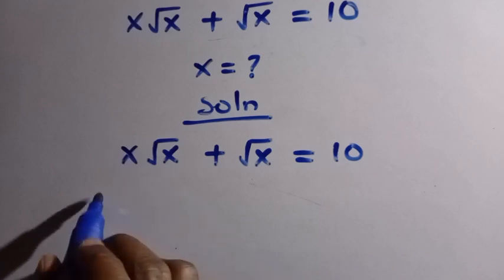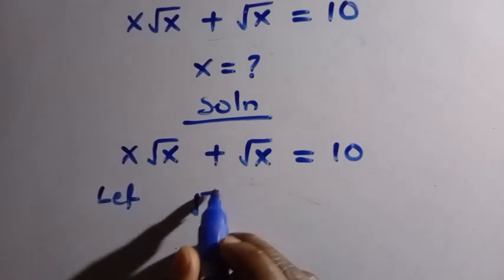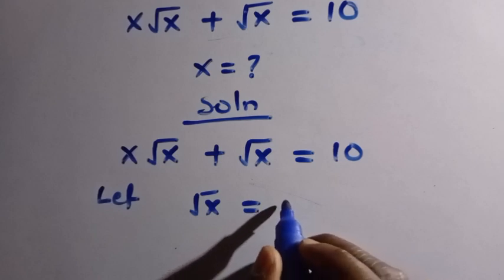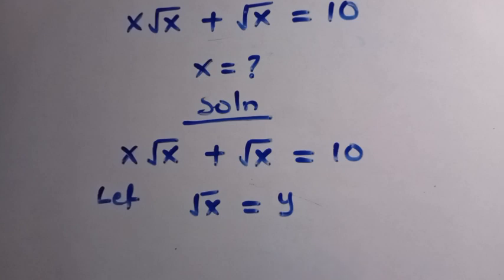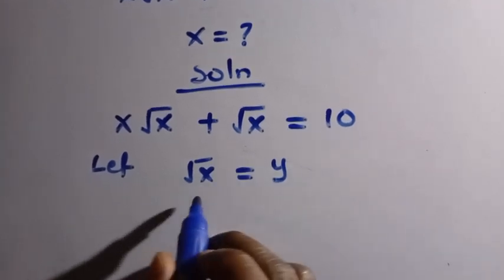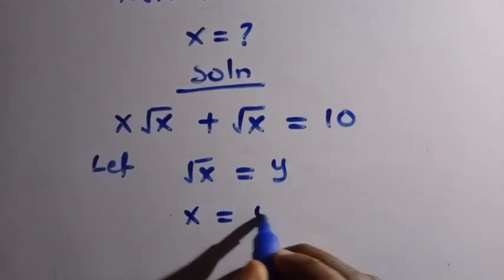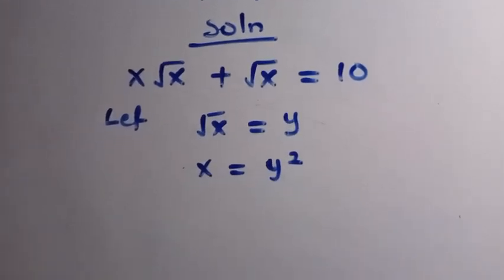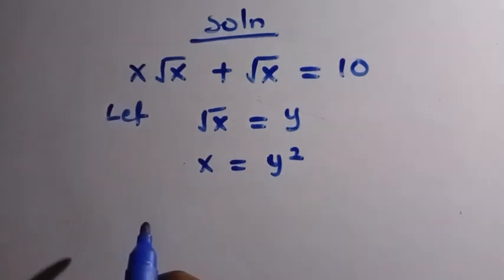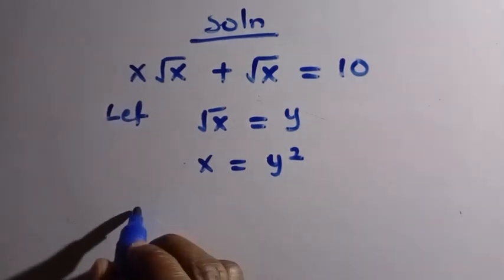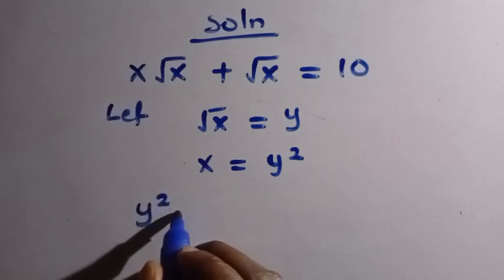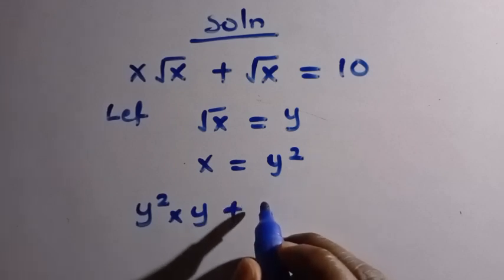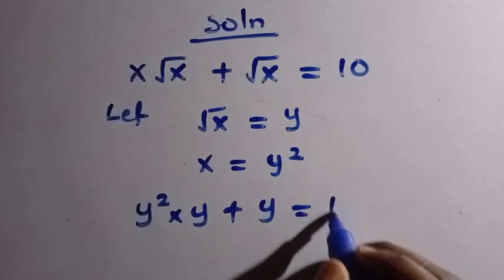And suppose I let root x equal another letter. Let's say I choose the letter y. Then we can see this as x equals y squared. Coming back to the original equation, we have x root x, and our x now is y squared, so multiply by root x, which is y, plus root x, that is y, and everything equals 10.